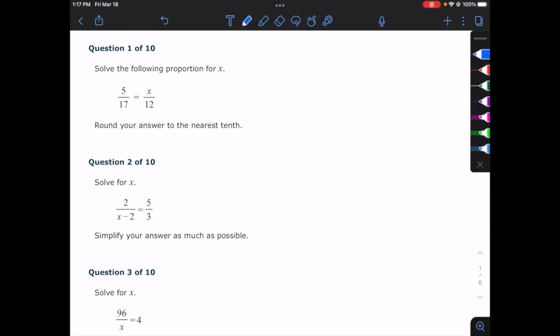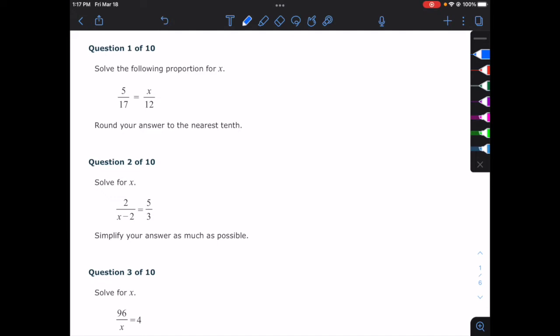Hello everyone, we're going to be going over some proportion work and we'll apply it to some geometry. We're going to do this in two parts, so I'm going to do 5 questions that might be helpful and then 5 more. Alright, so here we have a proportion. It says solve the following proportion for x, and we have 5 over 17 equals x over 12.